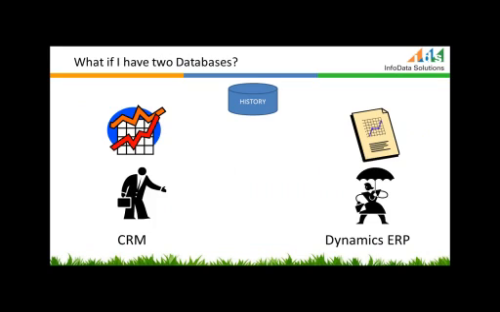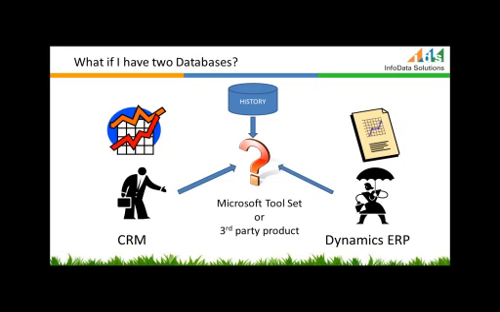But what if you have 2 databases? What if you've got a CRM database and an ERP database, or you've got one of those 2 and you've got history? How do you therefore get that reporting to all work together, even if you are still using those old tools? Well, basically you're down to the tool set from Microsoft, going into the databases, maybe even creating a data warehouse, or utilizing third-party products.